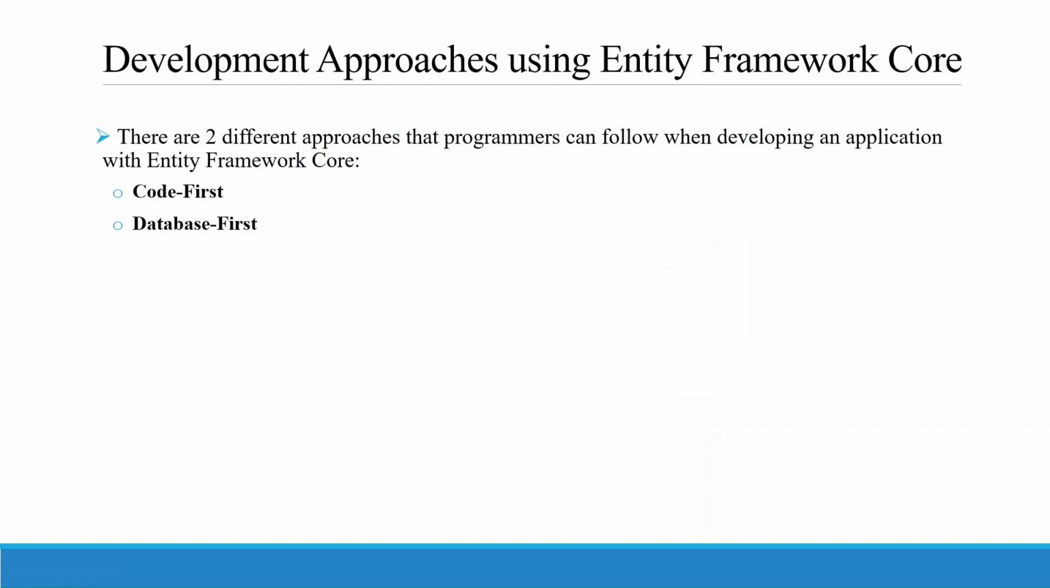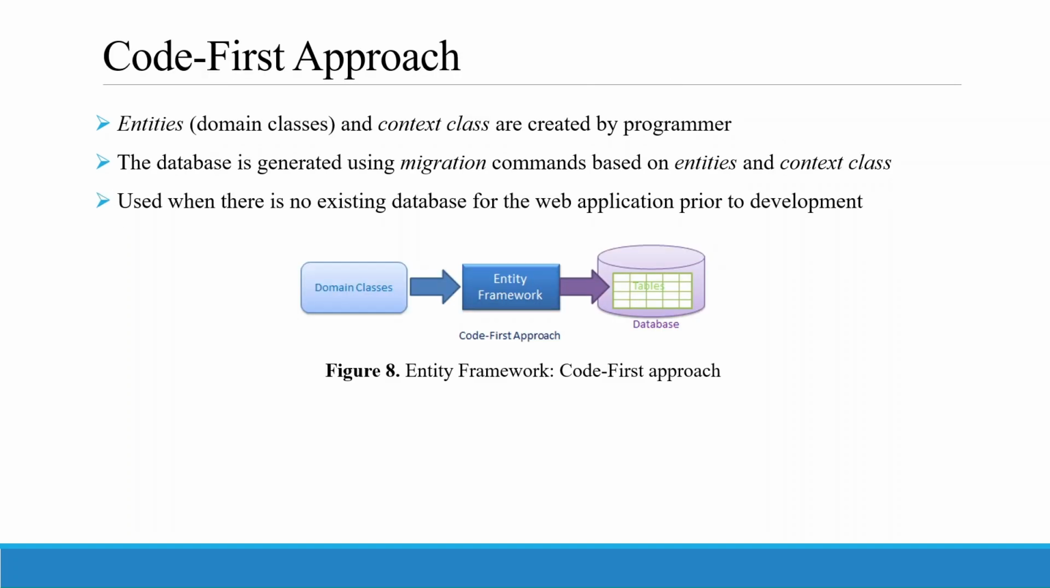Now, let's move to development with Entity Framework Core. There are two different approaches that programmers can follow when developing an application using Entity Framework Core, okay? One is called code first, and the other one is database first. Code first, okay? Here the entities or domain classes and the context class are created by the programmer. So basically you have to write the classes for the entities and the context class, and you will see an example immediately. The database is generated using migration commands based on the entities and the context class that we have created, okay?